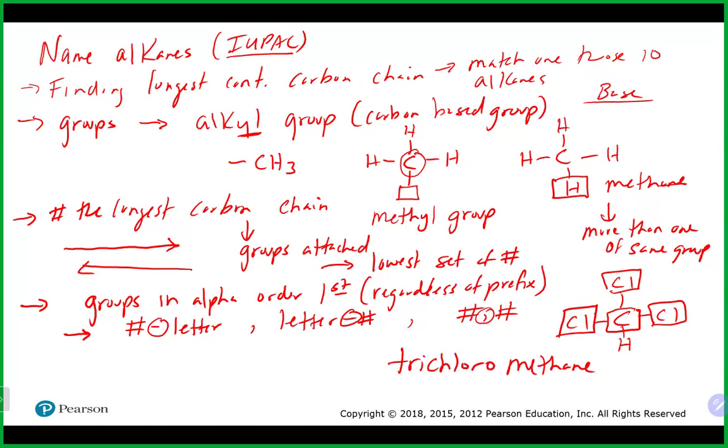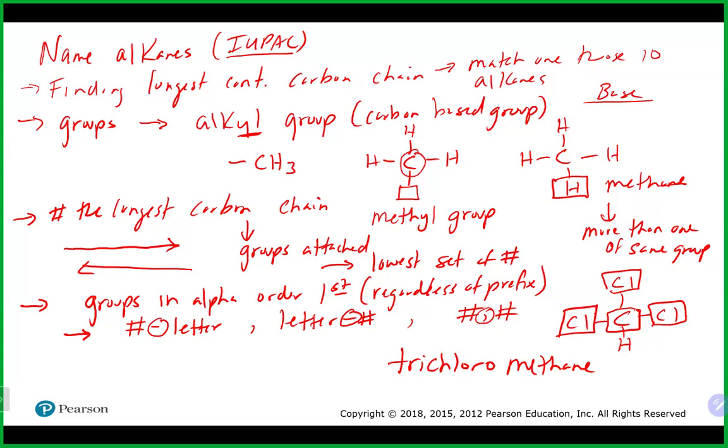And the tri means that there are 3 chlorine groups. Now, the tri does not necessarily mean that all 3 are on the same carbon. It doesn't matter. They could be on 3 different carbons. They would still be called trichloro in this case. It just means that within that compound, there are 3 of the same groups. If you have 2 of the same groups, you would use di. If you have 4 of the same groups, tetra, and so forth.